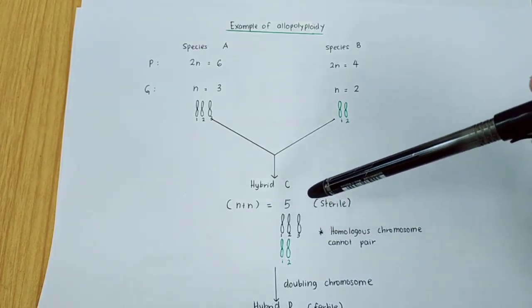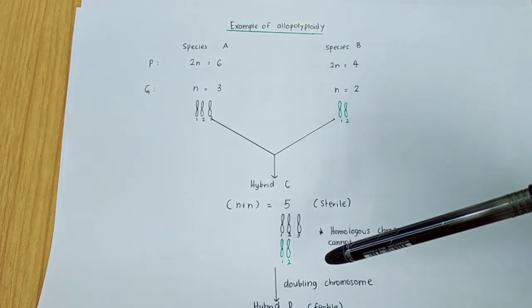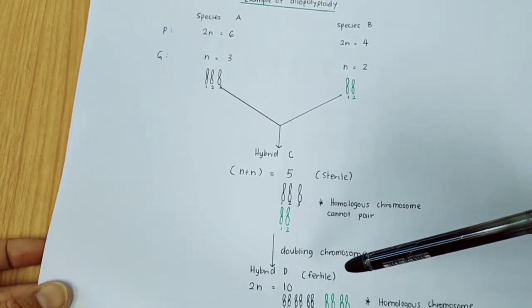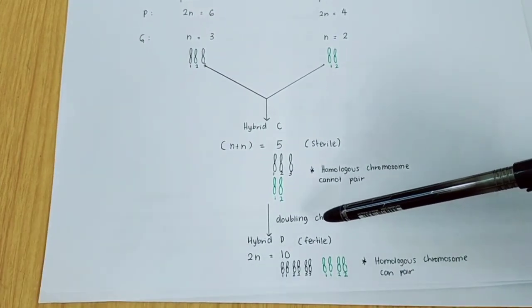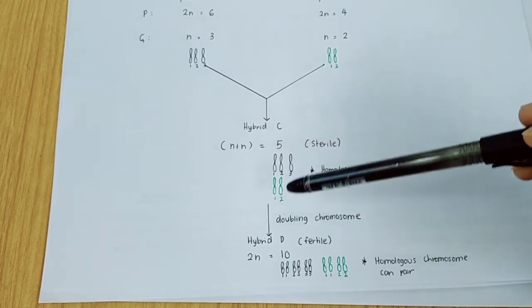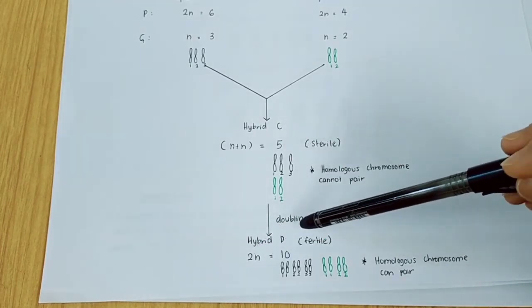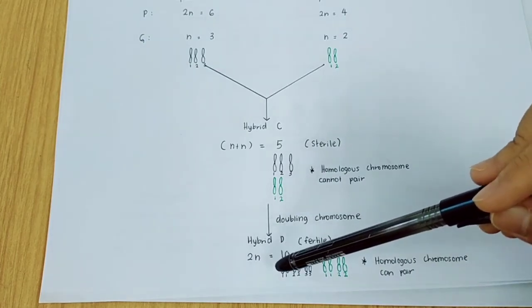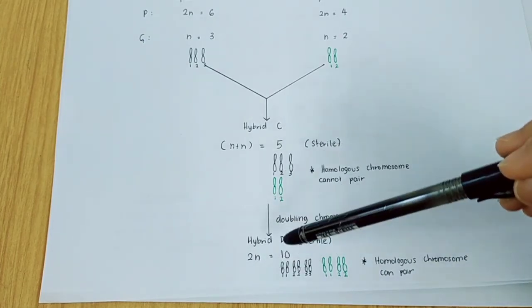So how the sterile hybrid can form fertile hybrid? So it will undergo a process that we call as doubling chromosome. So what is doubling chromosome? Bila berlaku doubling chromosome, so it will produce hybrid D. So hybrid D is fertile, which is 2n equal to 10. Maksudnya awak just darabkan dengan 2.